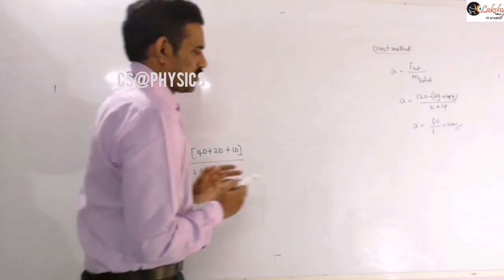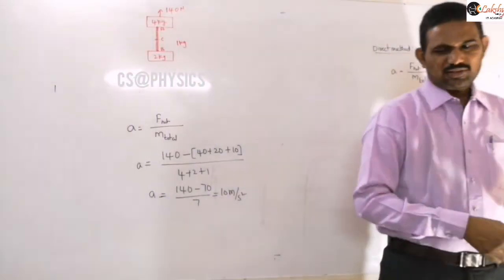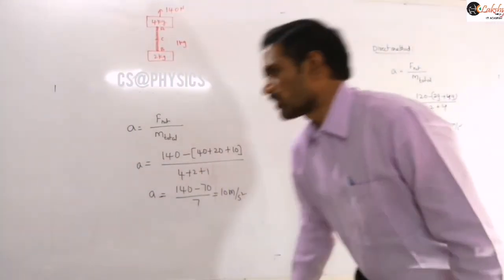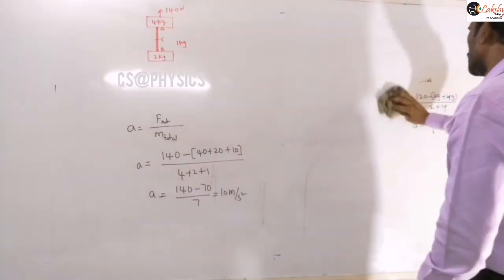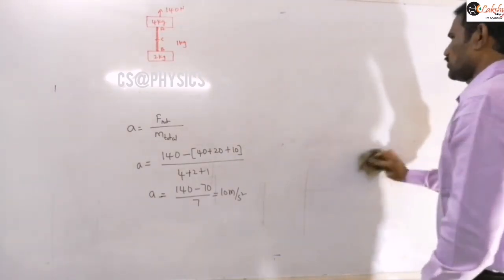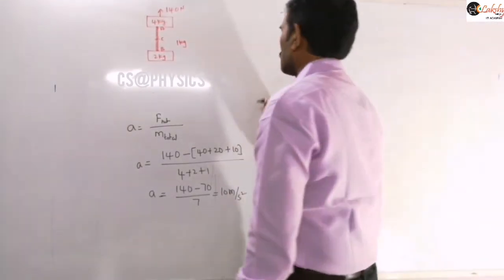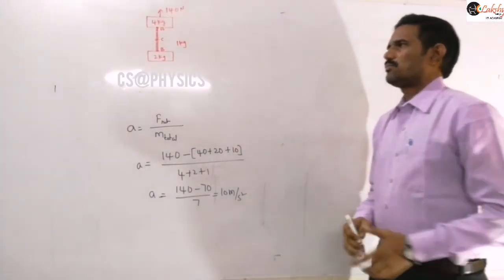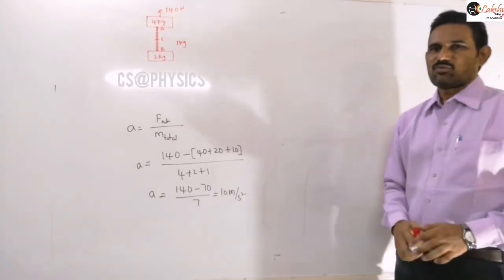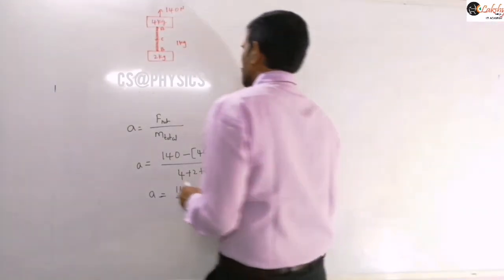Once you get the acceleration of the system directly, now you can take the free body diagram of those blocks, and from that you can calculate the tension at the different points. You can calculate it easily, just take the free body diagram. Let us take the FBD of the 2 kg block. Then you will get the tension at B easily.